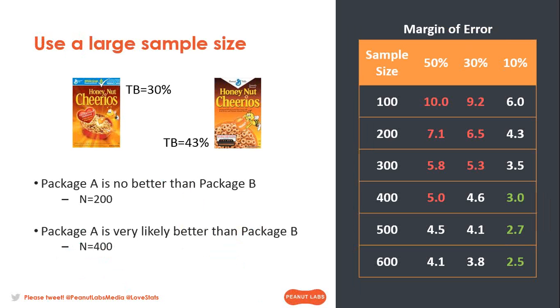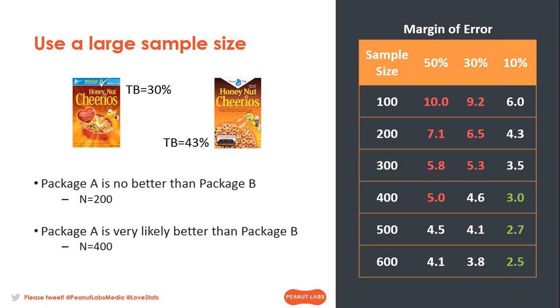All right, the next item we must remember, and again, this seems really obvious, use a large sample size. In the market research space, we are very often guilty of using sample sizes that are far too small. So let's take this very simple example. We've got 2 different boxes of Honey Nut Cheerios here. If you look at the top box scores, the winning box is obvious. 30% of people like the first box and 43% of people like the second box. We clearly have to go with the second box.